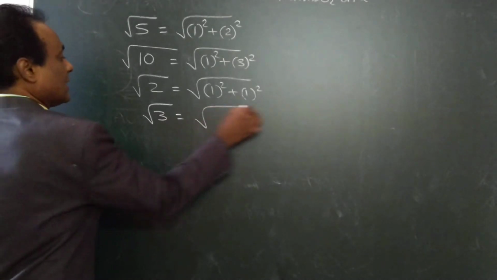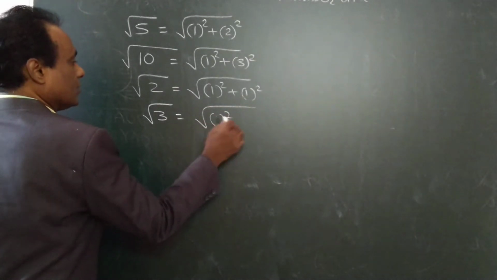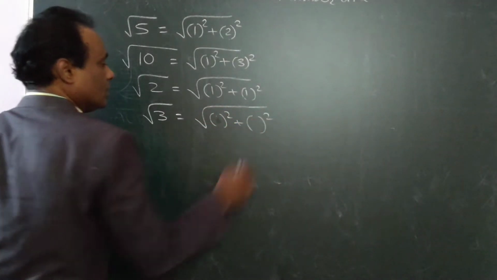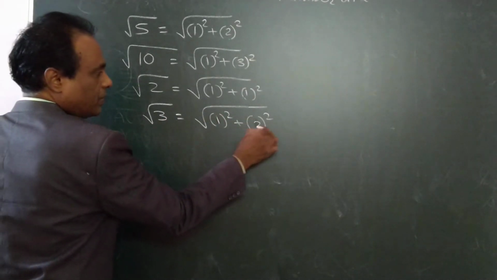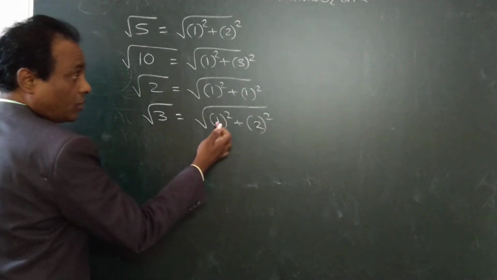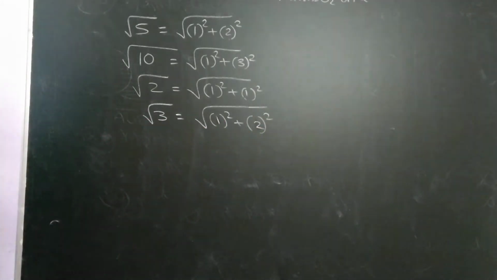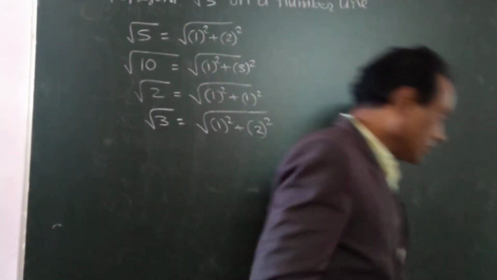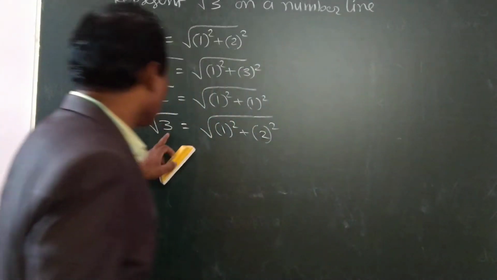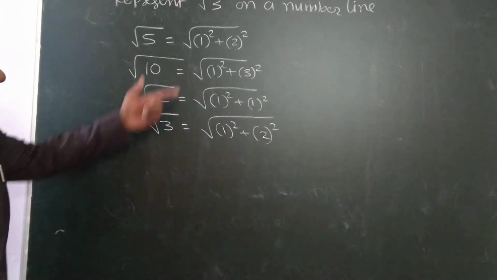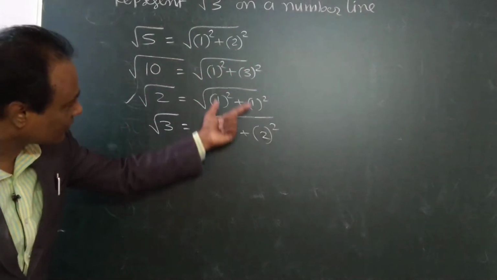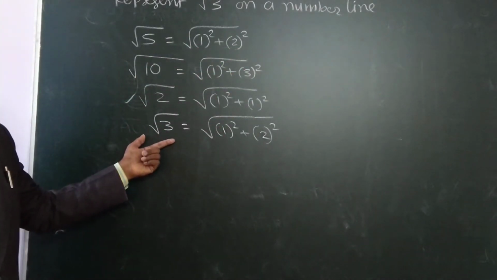Root 3, can we write it as something square plus something square? Is it possible? 1 square plus 1 square is 2, not 3. 1 square plus 2 square, 2 square is 4. 4 plus 1 is 5. No. So we won't get root 3. So therefore, root 3 directly we can't do. First we have to find a root 2, because it should be possible to express like this. Then only we can represent on the number line.